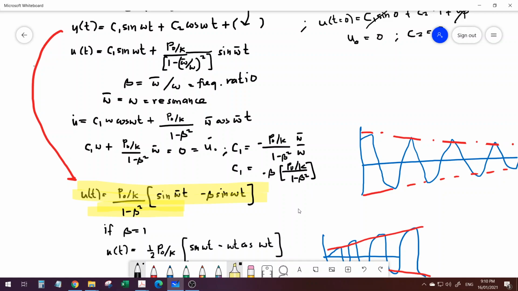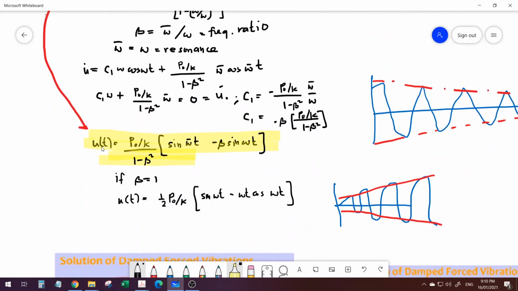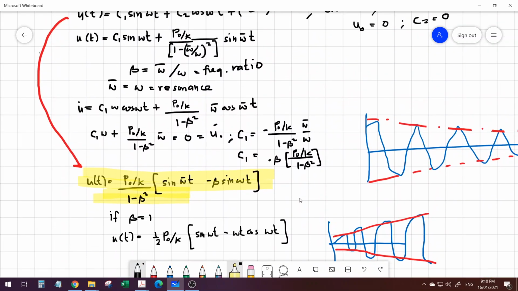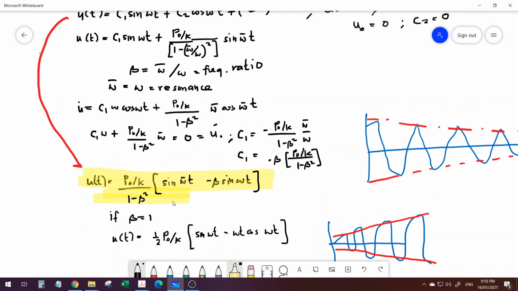So we now have C1. Plug in natin yan doon sa ating solution. And we have this: U as a function of time is equal to P naught over K, 1 minus beta square, times sine omega bar t minus beta sine omega t. As you notice, there's no damping term here. No exponential decay because it's an undamped forced vibration.